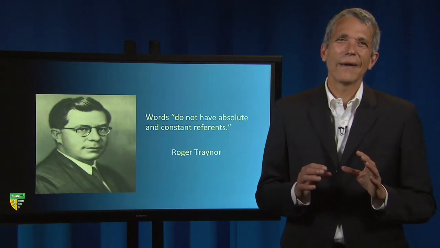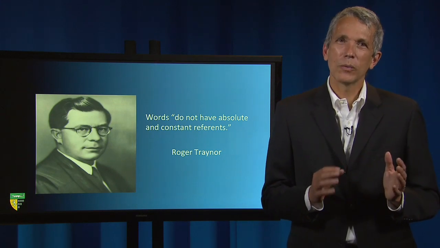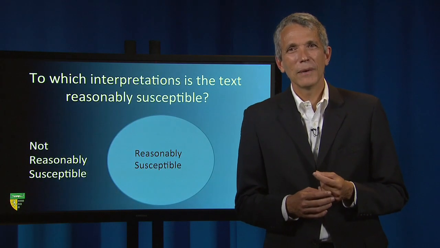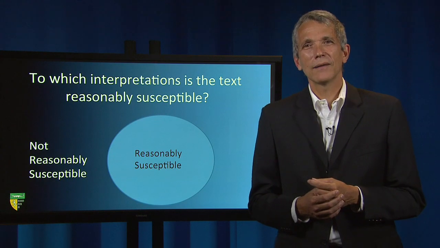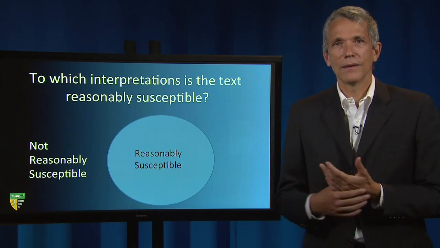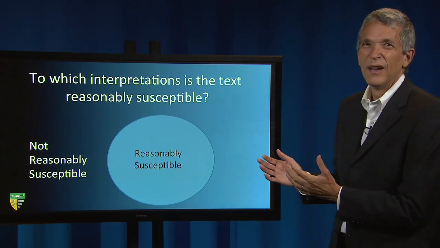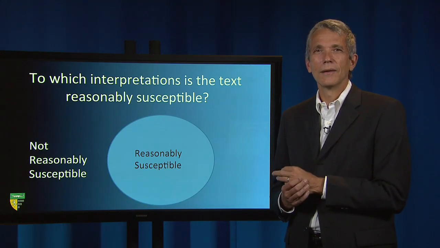Words may not have absolute reference, but they mean something. Otherwise, you probably wouldn't waste your time listening to me. One way to accommodate the possibility of limited ambiguity is to think about a statute in terms of a simple Venn diagram with this single circle in which every point inside the circle represents a possible interpretation of the text.